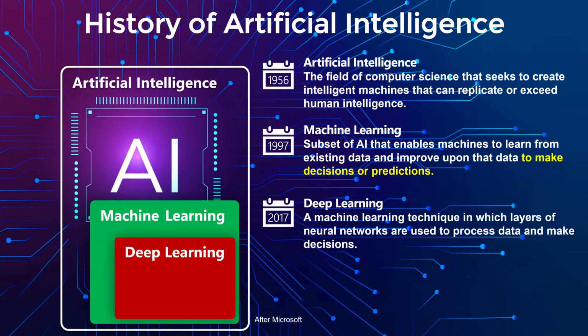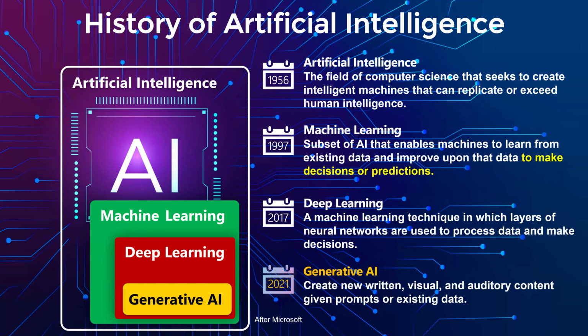Next is a type of machine learning, which is deep learning. It's used to make decisions and understand the complexity and non-linearity in data by developing neural networks with different hidden layers. And most recently, generative AI like ChatGPT and so on. This is used to create new written or visual content based on input prompts or existing data.